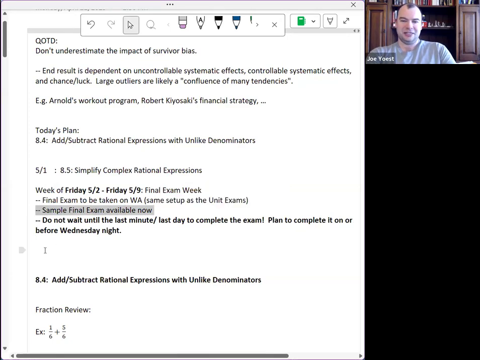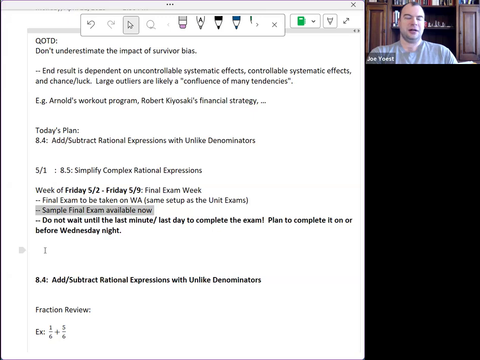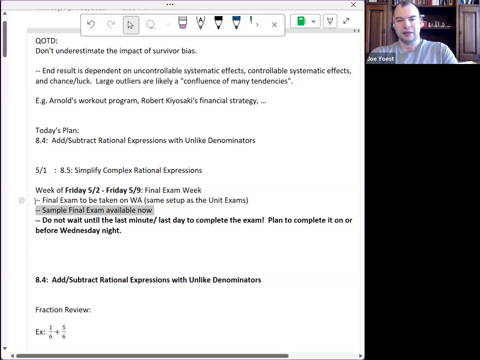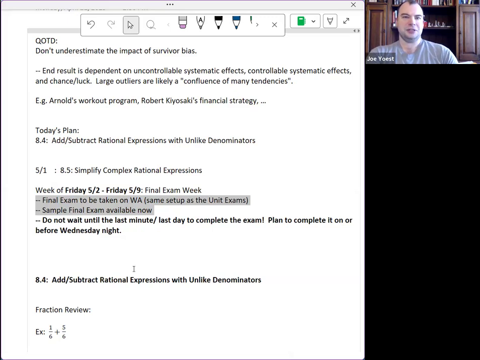But the sample final is available now, so you can check that out to have an idea of how long the final will be, the types of problems, and so on, and to assess your preparation for it. The final is to be taken on WebAssign. It'll open up this coming Friday the 2nd at 9 a.m. It's the same setup as the unit exam, so it'll pretty much just feel like another unit exam.